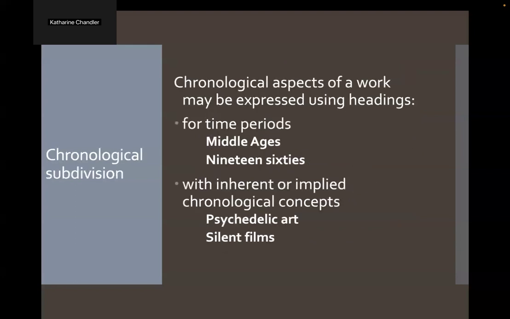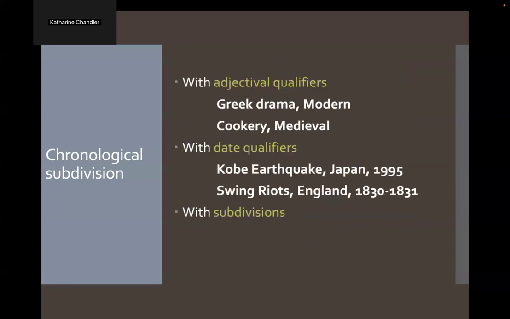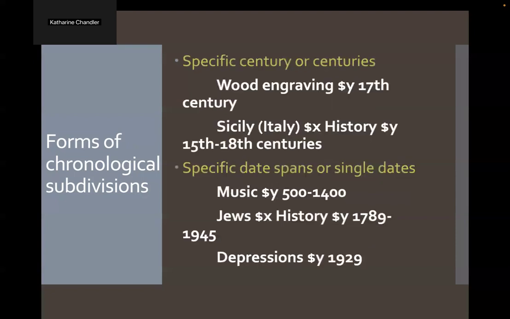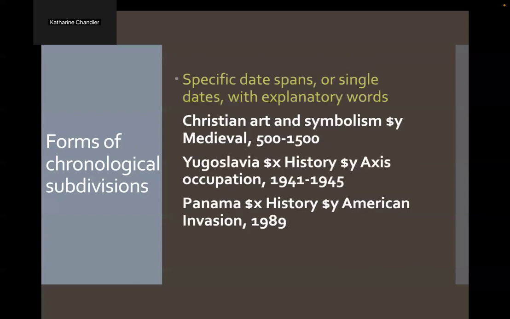Chronological aspects of work may be expressed using headings for time periods, with adjectival qualifiers, and with date qualifiers, and with subdivisions. Unexpected starting date, so 2400 or 1800. Unspecified ending dates, like after 1989 or after 1991, or geological time period, for example, and specific century or centuries, and specific date spans or single dates. So specific date spans or specific dates with explanatory words.